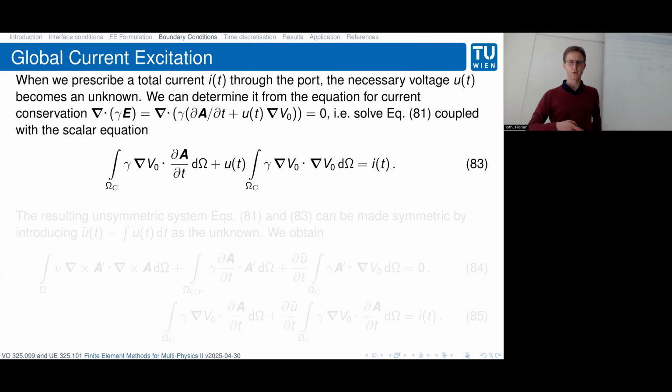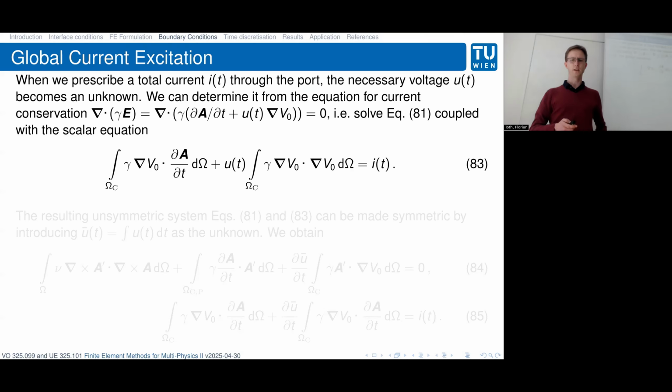And this gives us equation 38, which is a scalar equation. The I on the right-hand side actually comes from the handling of the boundary terms. So the current density integrated over the boundary, of course, is the total current on the right-hand side. So this gives us a second equation together with equation 81.